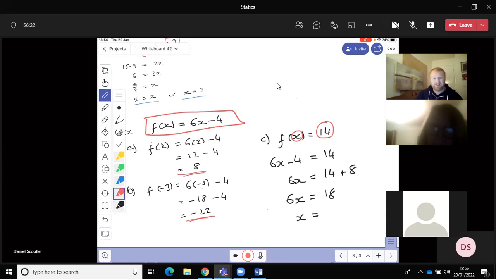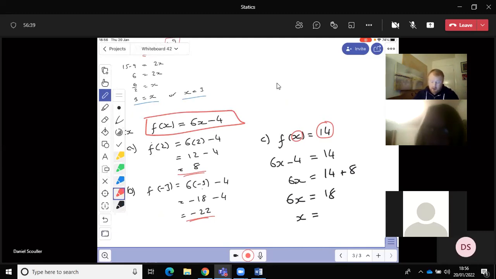No, we're still using that same expression. So instead of getting something in the bracket that we're then putting in the expression, we're taking that expression, we've been given an output, and then we're equating that 6x minus 4 to that output.